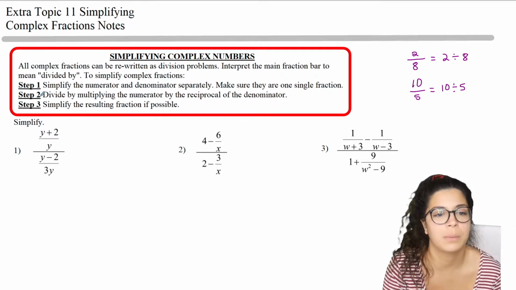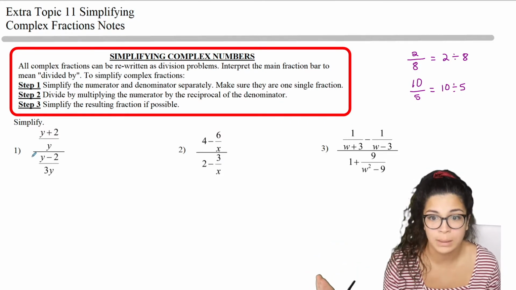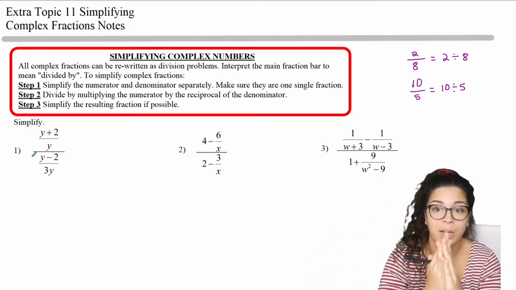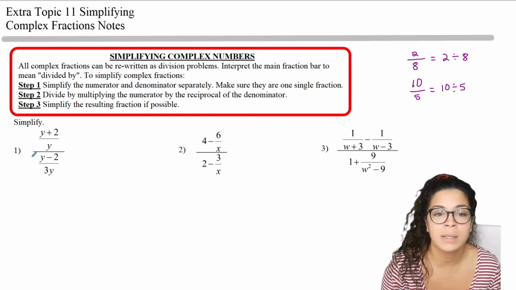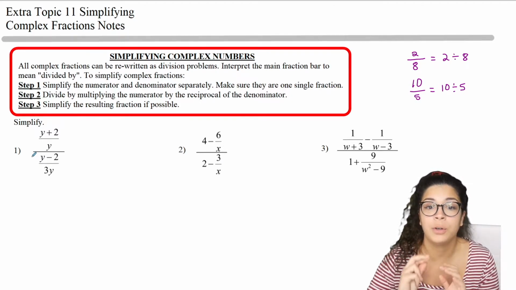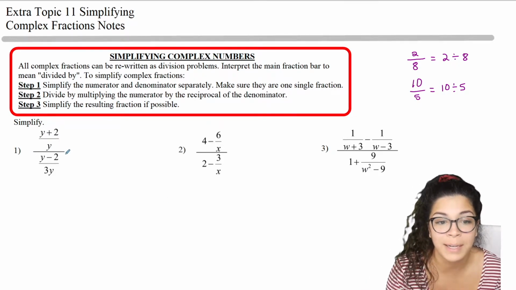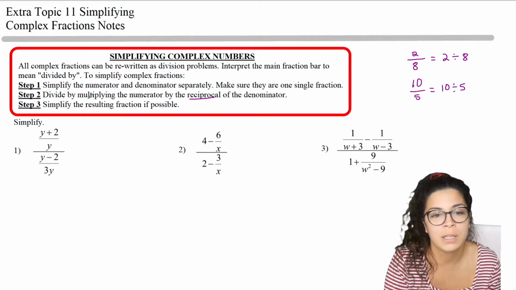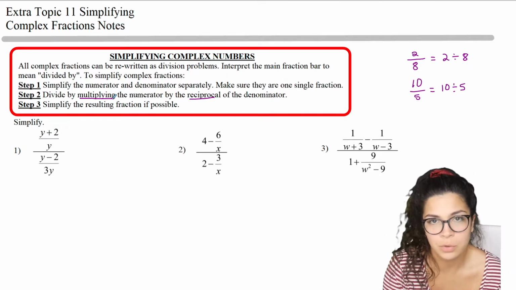So this is the process that we're going to go through. We're going to simplify the numerator and denominator separately. The important thing here is to make sure that you have one single fraction. Then you want to divide by multiplying the numerator by the reciprocal of the denominator. Dividing by a number is the same thing as multiplying by its reciprocal. So that's what we're going to do: divide by multiplying the reciprocal, and then you just simplify.